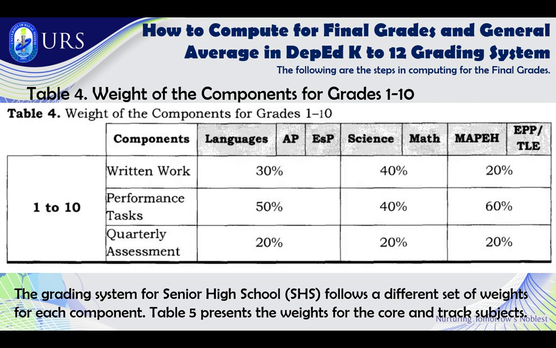So, syempre, ang components po, ang laman po nun is written work, performance task, and quarterly assessment. Yung mga subject po dito is language, AP, education sa pagpapakatao. So, ang written work po noon is 30%, performance task 50%, quarterly 20%. Sa kabila naman po, pagka major subject, science and math, 40%, 30%, 20%.